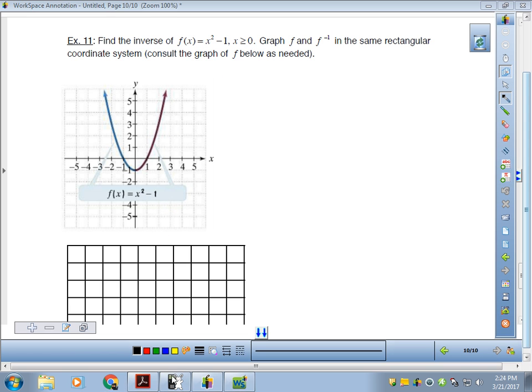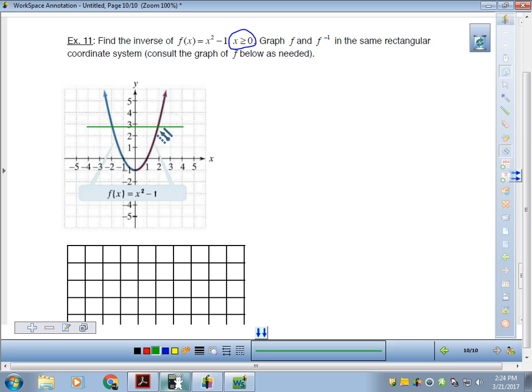But here's the thing. We have this stipulation right here. x has to be greater than or equal to 0. What that does is actually eliminate part of this graph. And there's a reason why they did this. Right now, if we did a horizontal line test, how many times does it touch? It touches twice, which means that the function is not one-to-one, and so it's not going to have an inverse function. And they didn't like that.